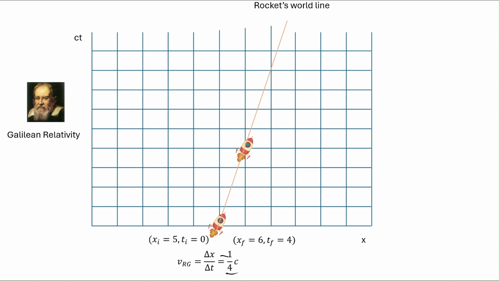Now, one thing to keep in mind is if you look at this, you're like, that slope sure doesn't look like 1/4. You're right. That's because, again, I'm plotting ct versus x. So this is actually a slope of 4. In other words, things are reversed. I know it's annoying, but it'll pay off later, I promise.